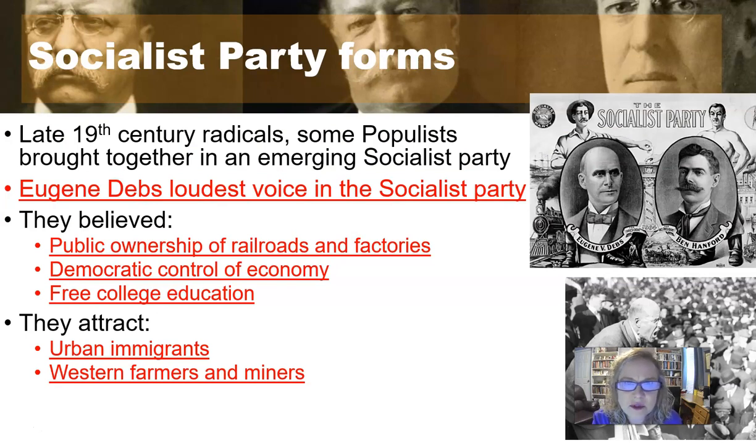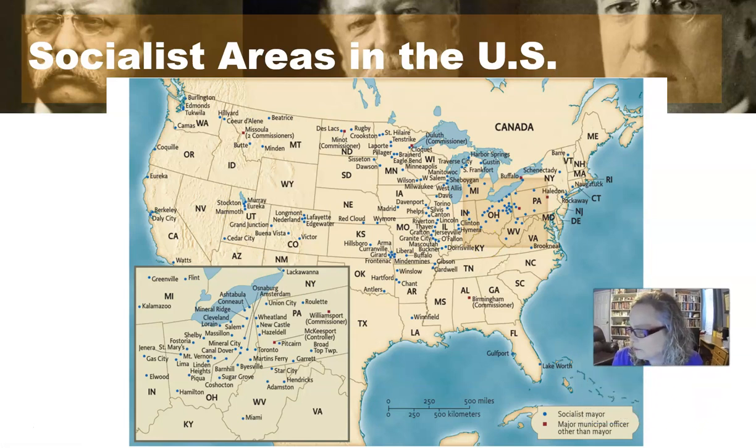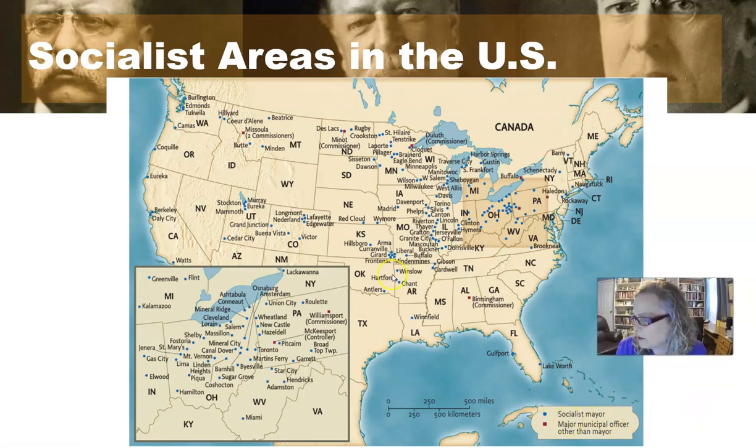A guy named Eugene Debs is really the first Socialist Party leader. He runs for president several times, but they believe in public ownership of railroads and factories. They take on a lot of ideas from the populists, kind of democratic control of the economy itself. They attract a lot of the urban immigrants, Western farmers, and miners at this time. And this shows you where the populists were at that time period, where they actually had a socialist mayor. So it actually grows around this time period.